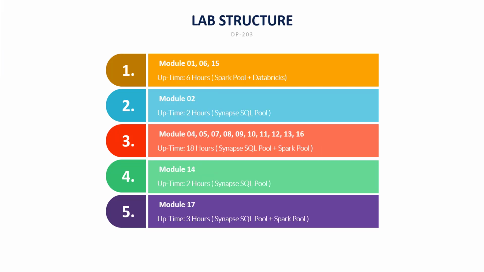The lab structure: you can see that there are 5 environments and each environment has various modules. For example, the first environment in this particular slide has module 1, module 6, and module 15, whereas environment 2 has module 2. You can see that each environment also has an uptime. The uptime is the duration for which you can run the virtual machines and or SQL pool and or Spark pool as needed for the workshop.